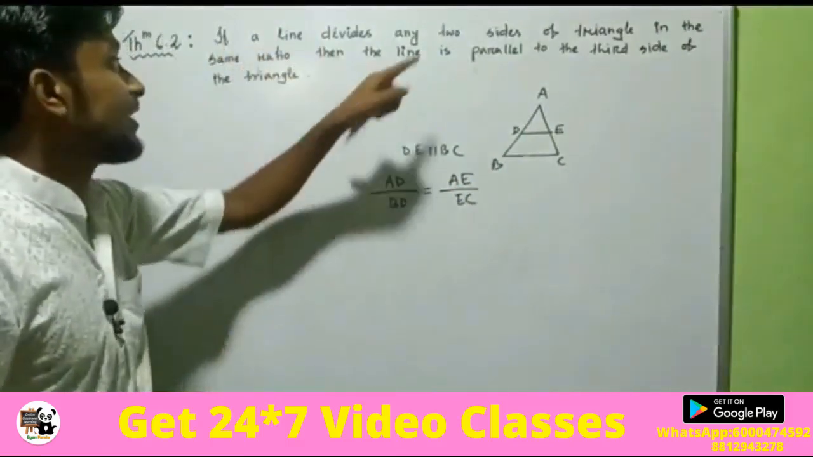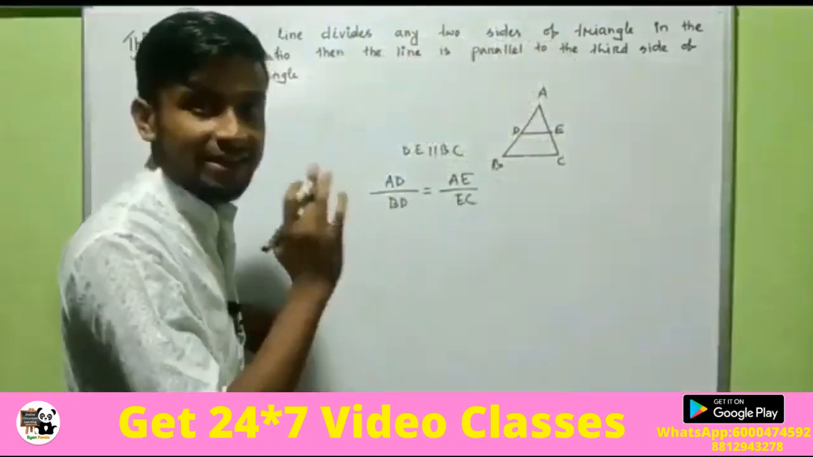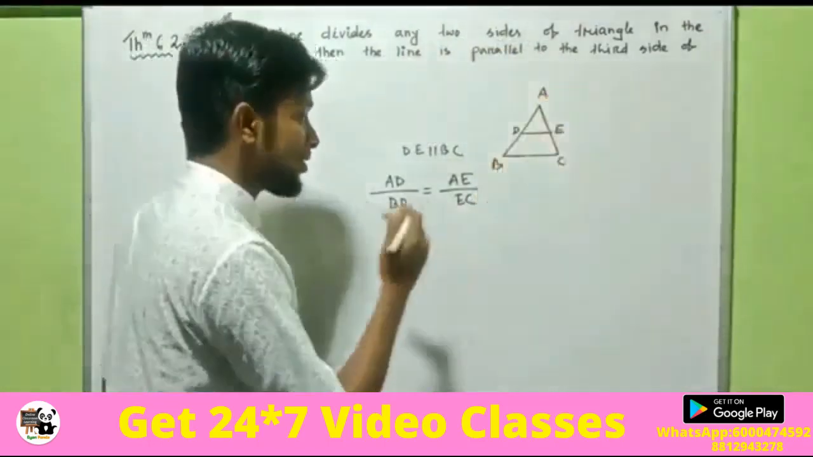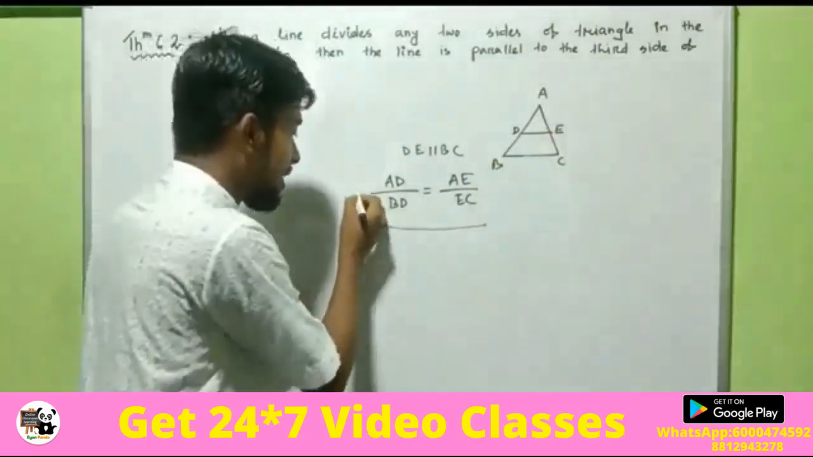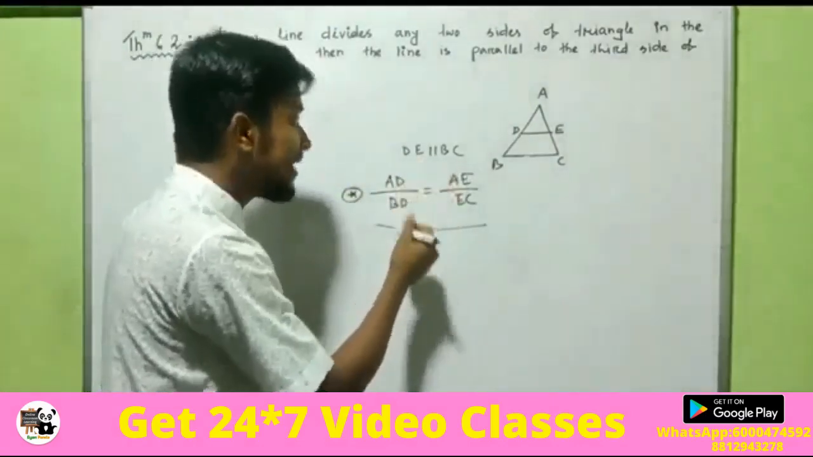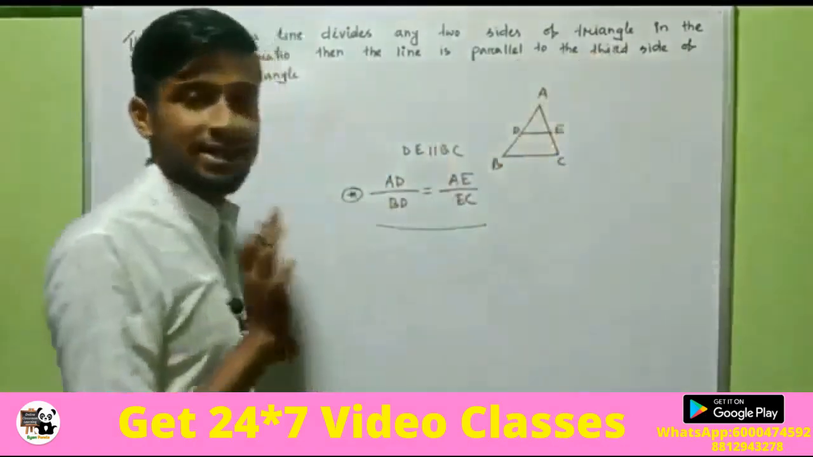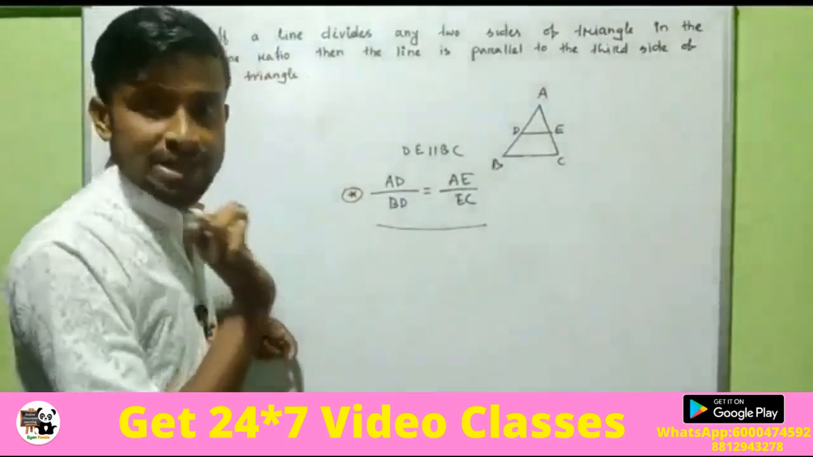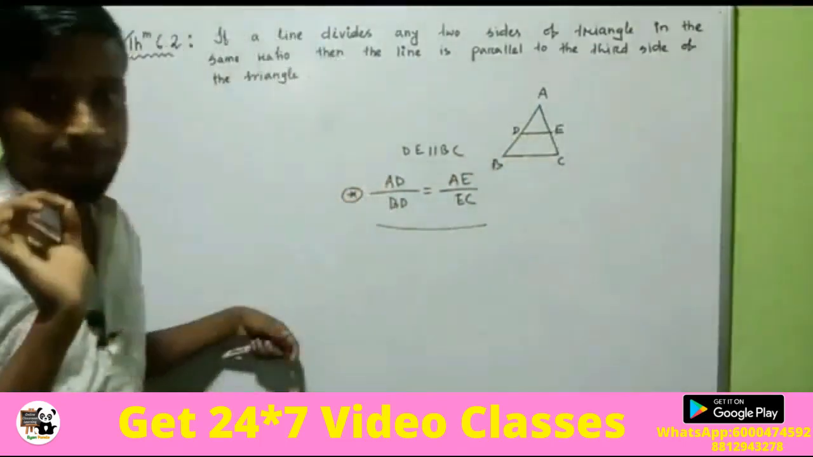If a line divides the two sides of a triangle in the same ratio, that means at a triangle, side duta, that means AB and AC যদি same ratio divide হয়, that means যদি আমাক এই পোরশনটো দিয়া থাকে AD by BD equals to AE by EC, then we can say that the line is parallel to the third side of the triangle. তেতিয়া হলে আমি by converse of basic proportionality theorem we can say that DE is parallel to BC.